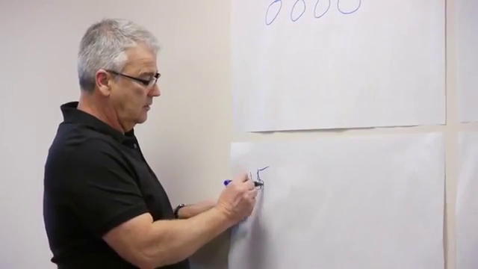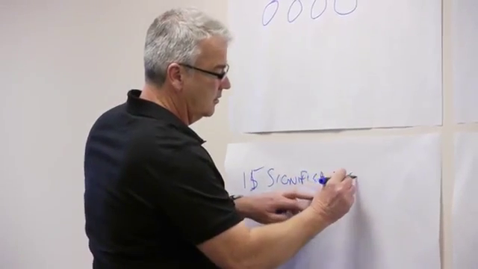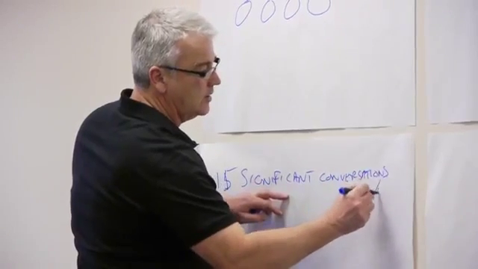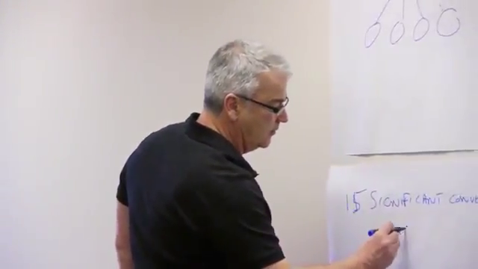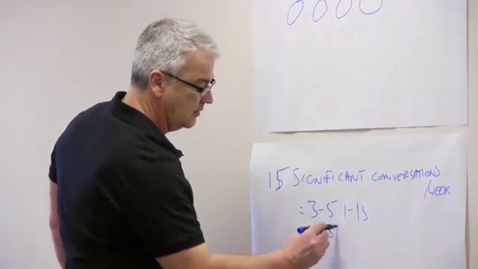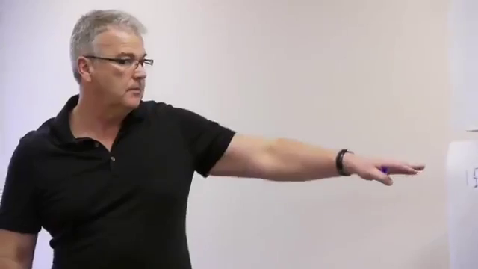15 significant conversations per week. And that should result in 3 to 5 one-to-ones equals 1 assistant supervisor per week. You do that 4 times, you get that. Because we've only got 3 weeks left of the month, we do it 3 times, we'll get 3.